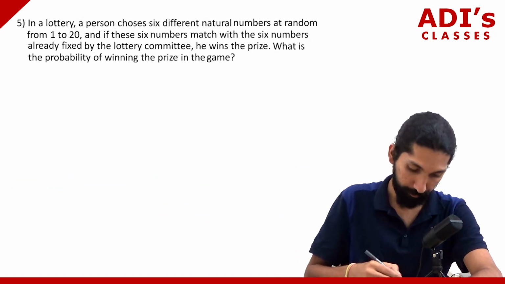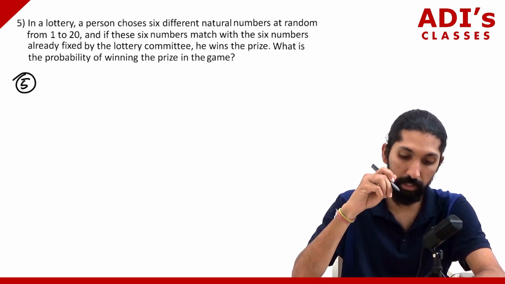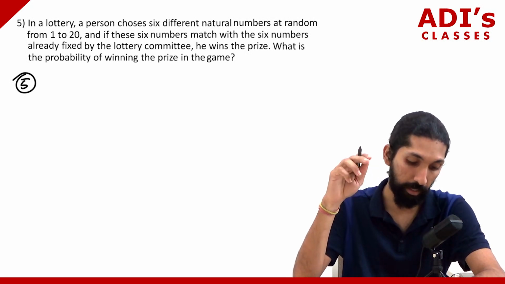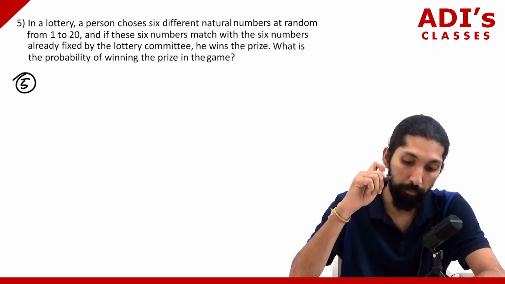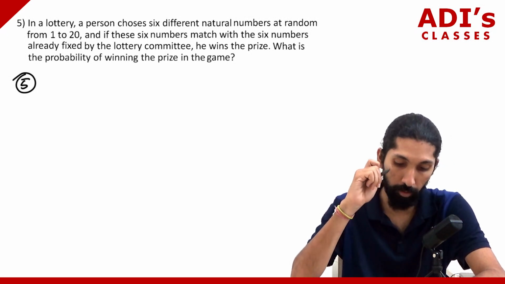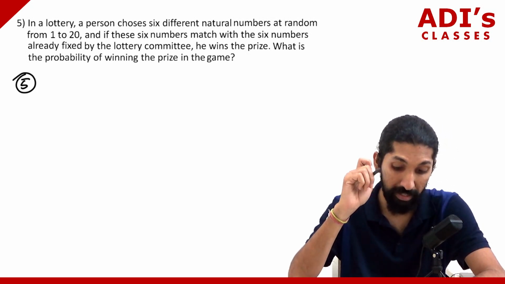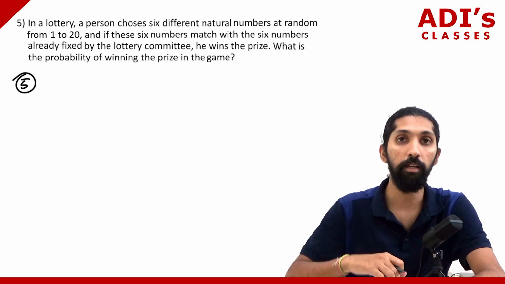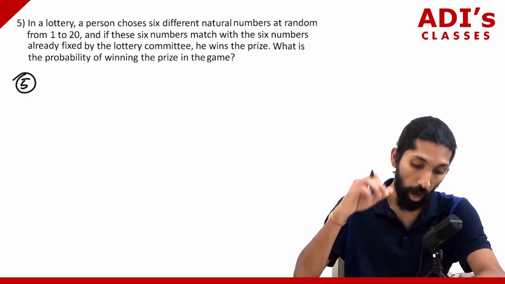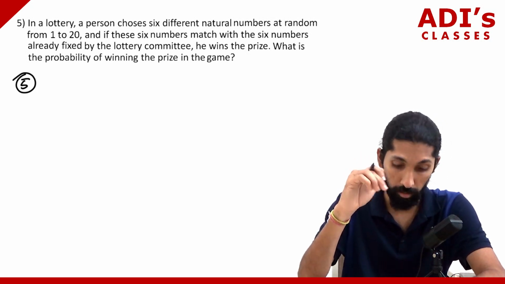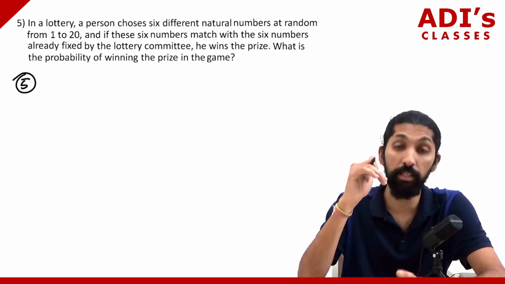Look at the fifth one. In a lottery, a person chooses 6 different natural numbers at random from 1 to 20. Okay. And if these 6 numbers match with the 6 numbers already fixed by the lottery committee, he wins the prize. What is the probability of winning the prize in the game? Okay, now this is where you need to understand about permutations and combination. Because out of those 20 numbers, the person is choosing 6, correct?